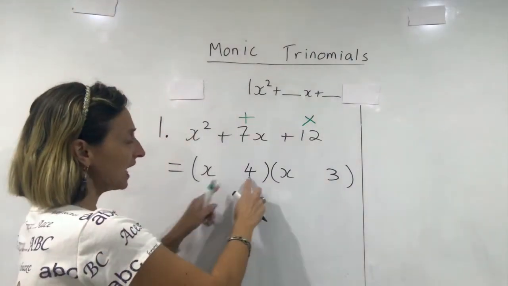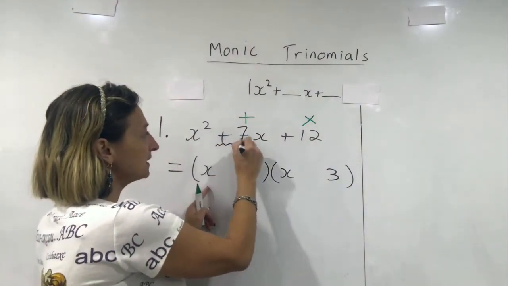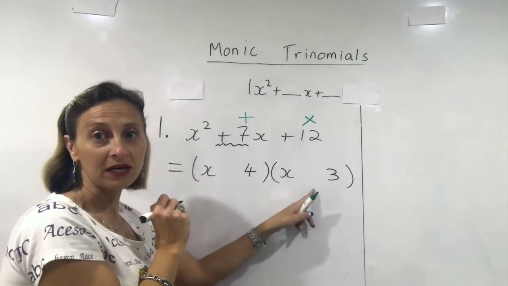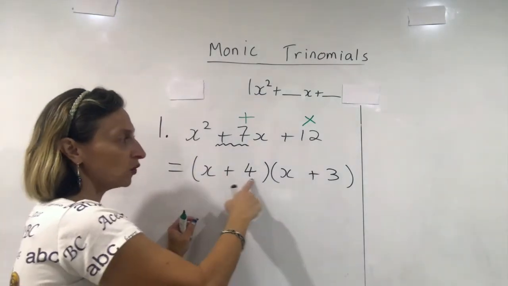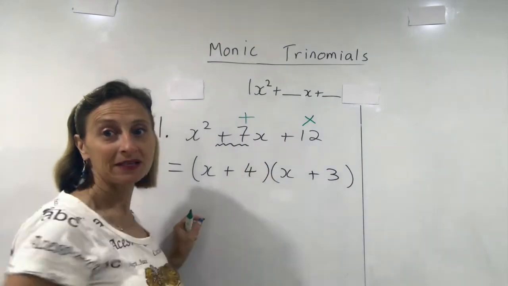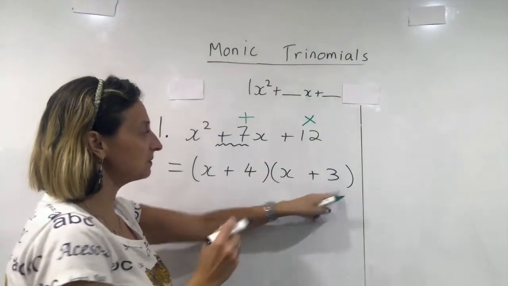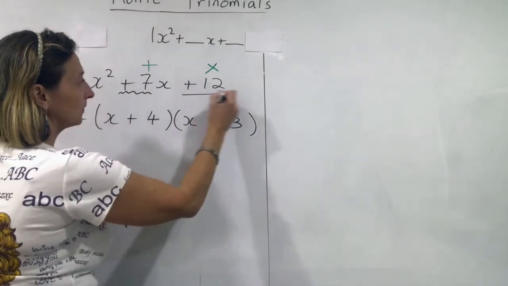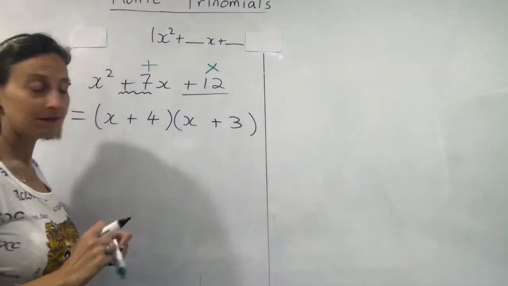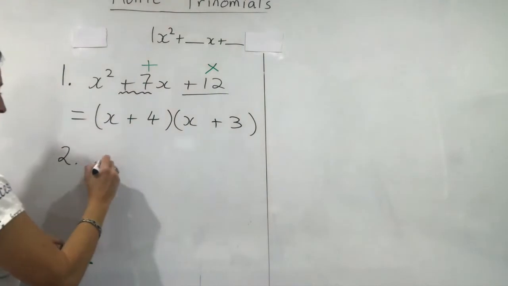And now I have to think, how can I get plus 7 from 4 and 3? Plus 4 plus 3 will give me plus 7, and I just quickly check that plus 4 times plus 3 gives me 12. And so I know I'm right. Wasn't too bad, was it?